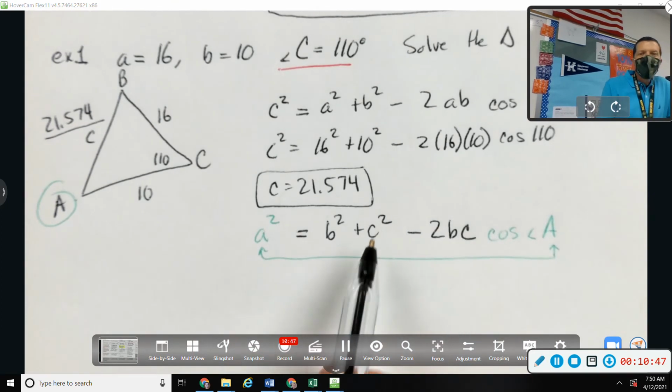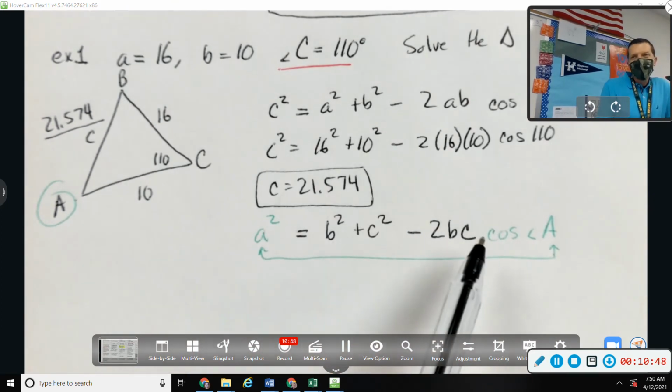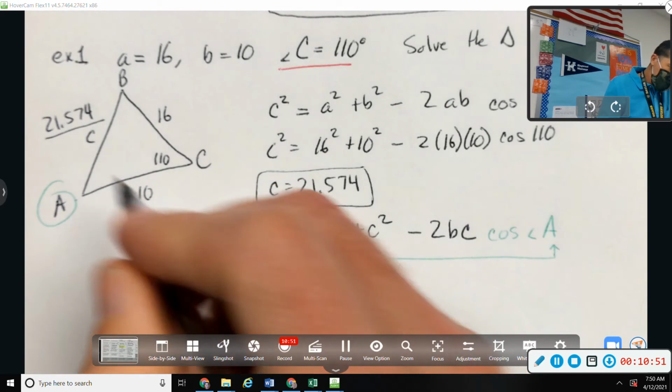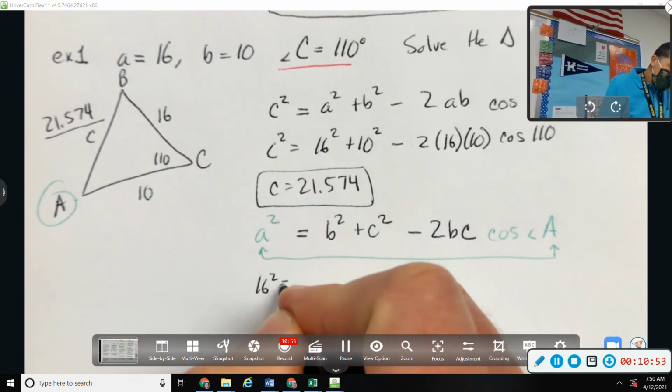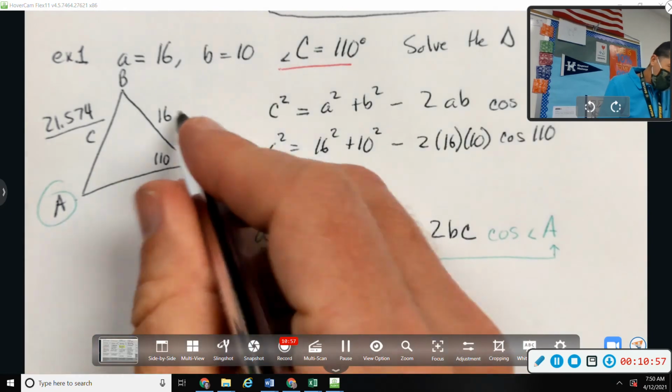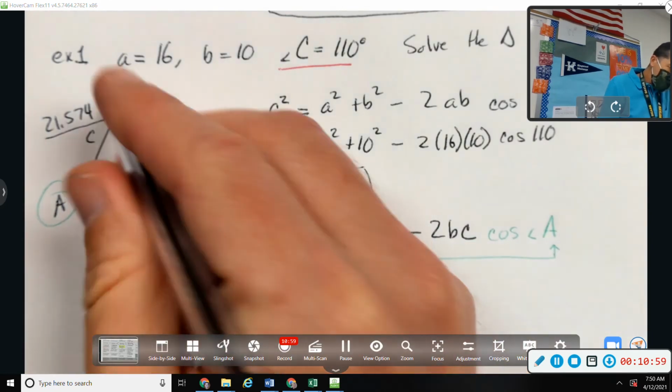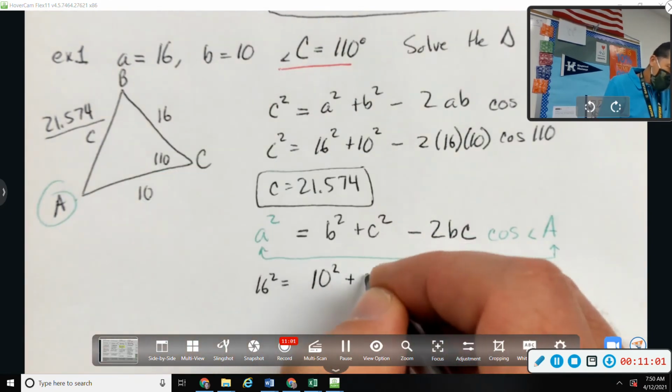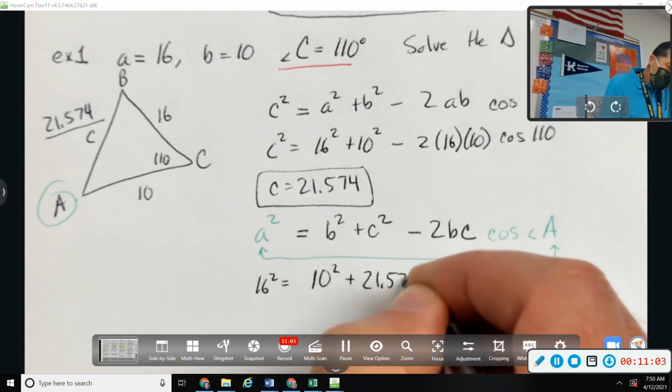Now, this one's a little different because I know all the sides. I'm looking for an angle. So let's fill in the pieces. A is 16, B is 10, C is 21.574.